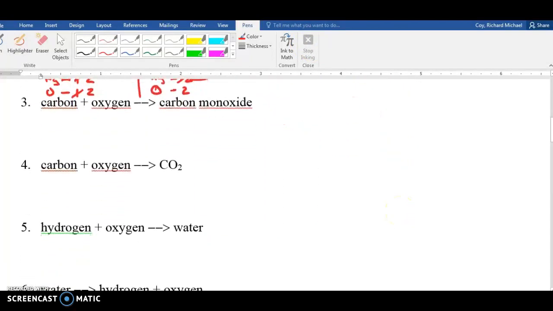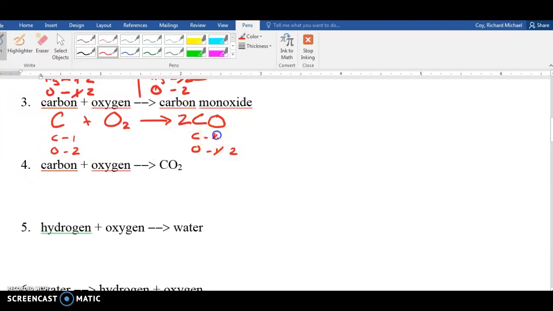Carbon plus oxygen makes carbon monoxide. Carbon, if it's by itself, plus oxygen, I put 2 there because it's diatomic, pure and unbonded. Makes carbon monoxide. Mono means 1 oxygen. Carbon, some oxygen. One of those, 2 of those, one of those, one of those. That's not right.